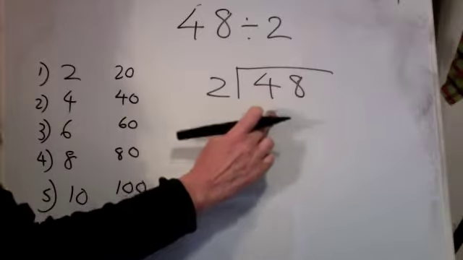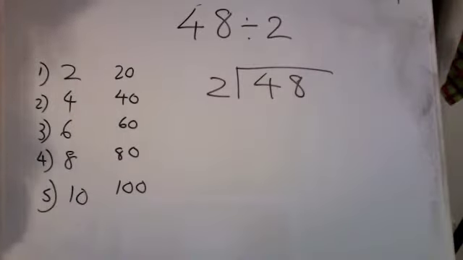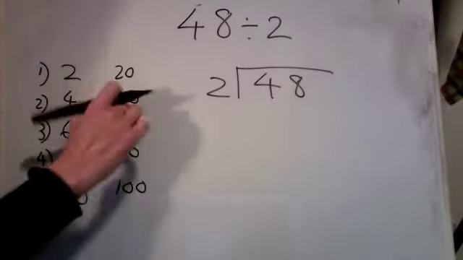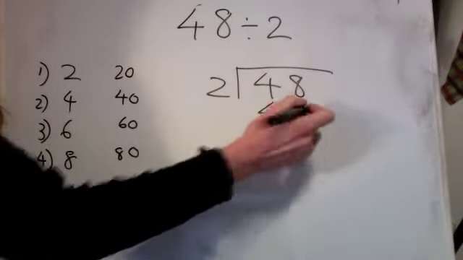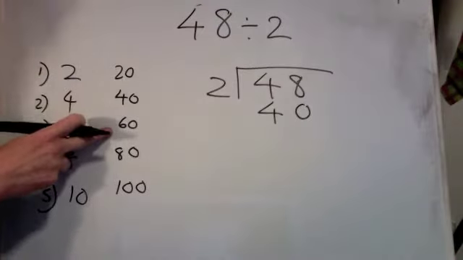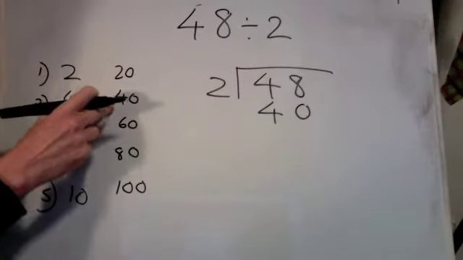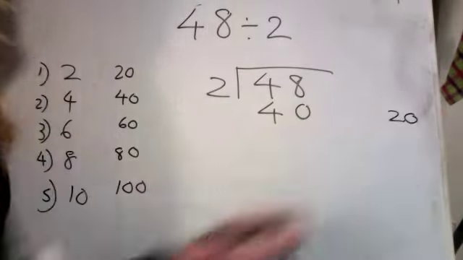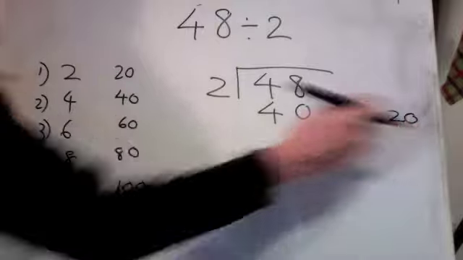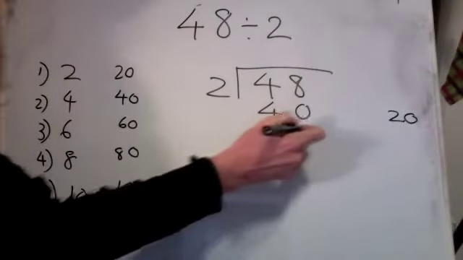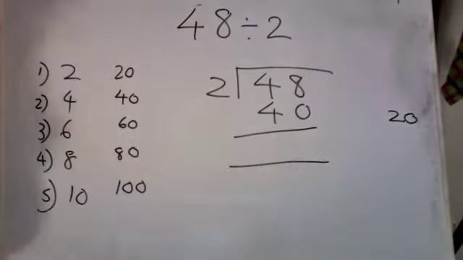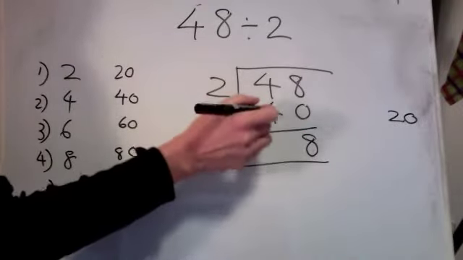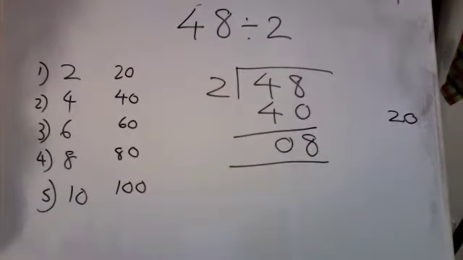I'm looking for a number as close to 48 as possible without going over. And if I look through here, I have the number 40, so I'll use that. That's the closest I've got because the next number goes over. To make 40, I times 2 by 20. 20 times 2 is 40, so my 20 goes over there. Now let's see what the remainder is. 8 take away 0 is 8. 4 take away 4 is nothing.